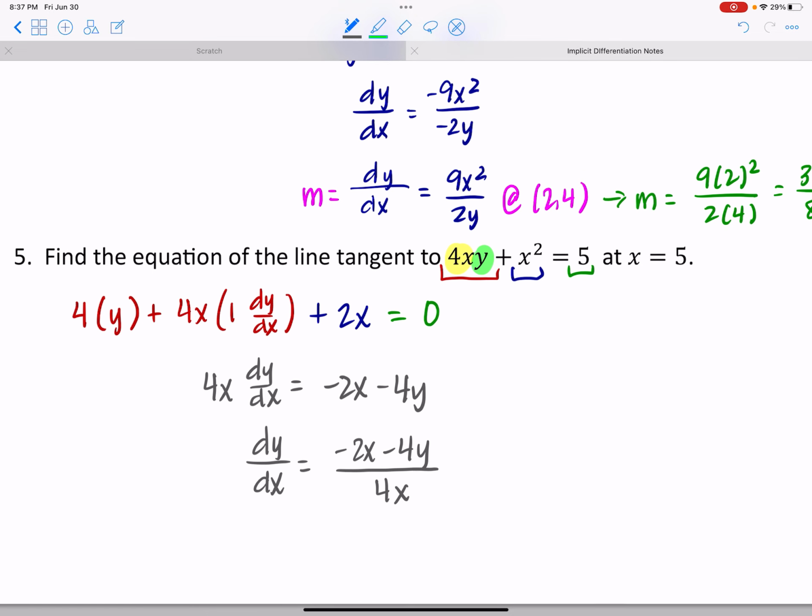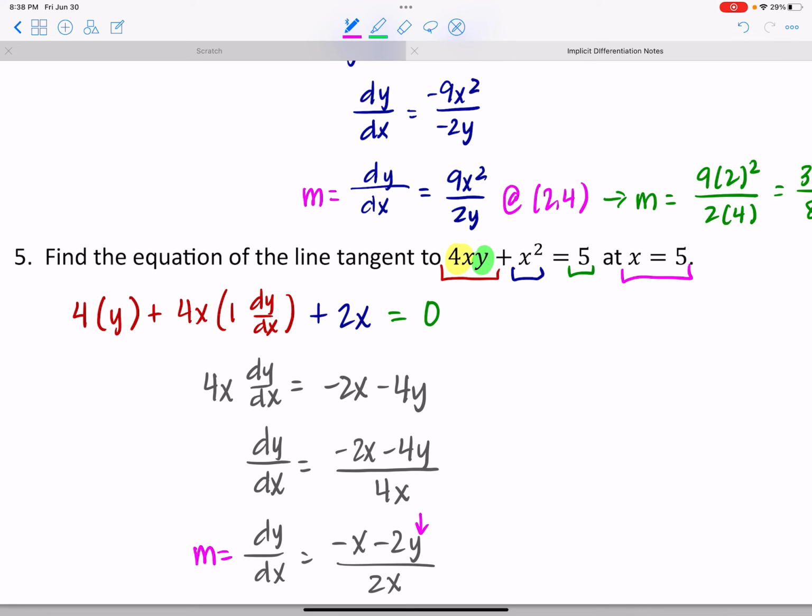Now this reduces, but I don't know that it's really necessary to do that because we're going to end up evaluating at a particular point anyway, but I guess we could. So divide all the terms there by 2, so we get a negative 1, a negative 2, and then a positive 2 here. So I want to find my slope now. This is my equation for my slope. I want to figure out what that is at x equals 5. I'm also going to have to know y, so I've got to find my point of tangency.